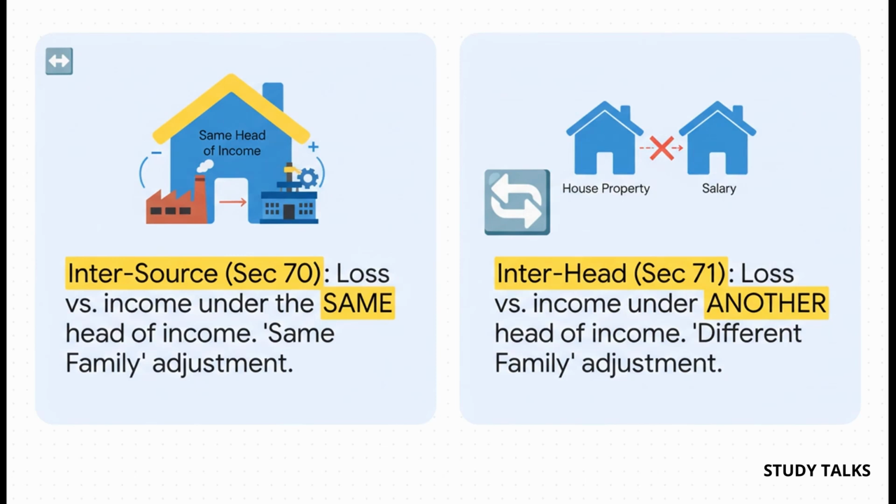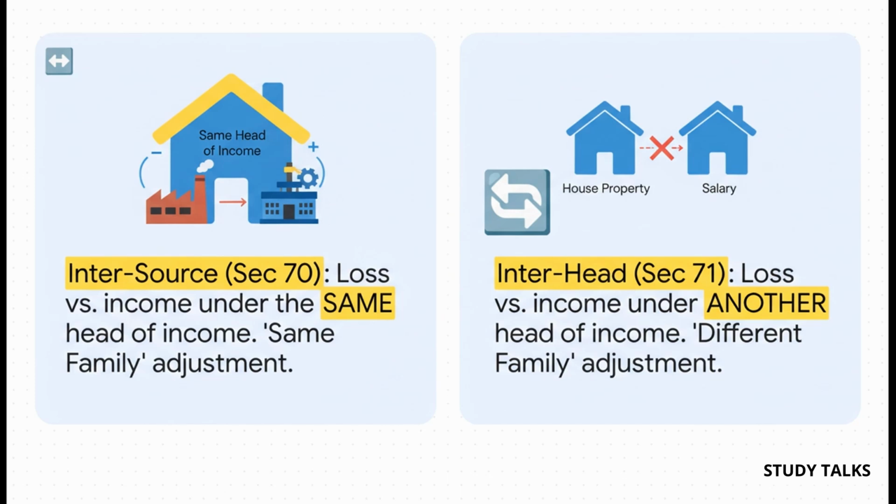Now, I want you to think about these 2 types as family adjustments. It makes it way easier. First, you've got inter-source set-off under Section 70. This is like adjusting within the same family. Say, a loss from your textile business can be set off against the profit from your printing business. Why? Because they're both under the same head, profits and gains of business or profession.